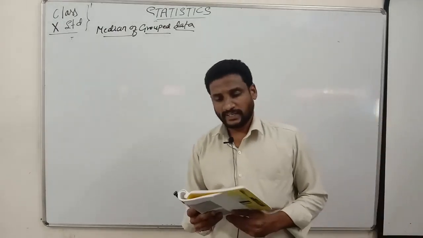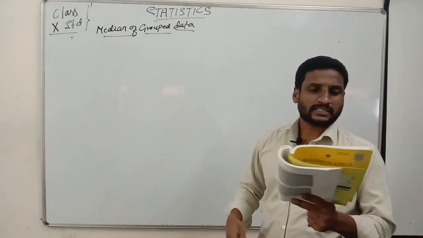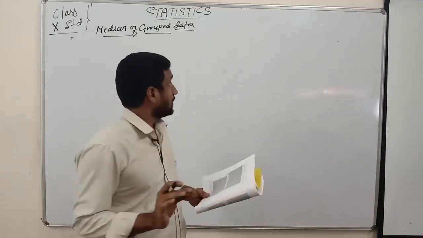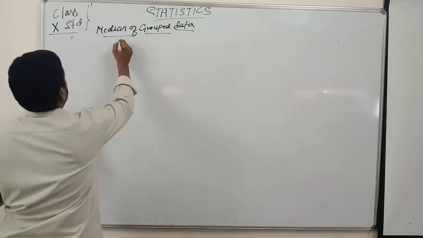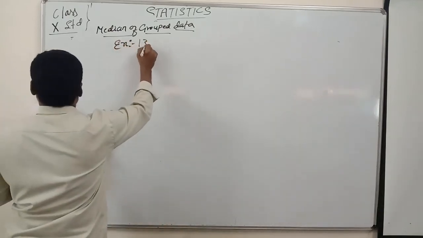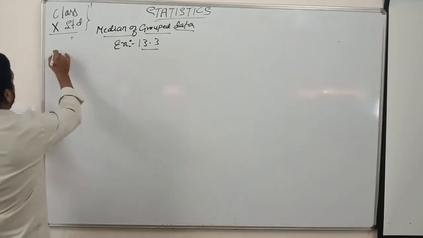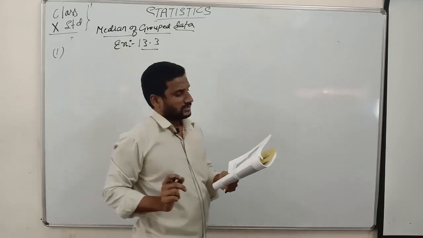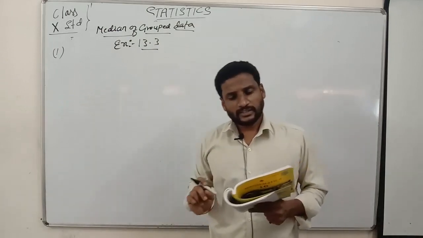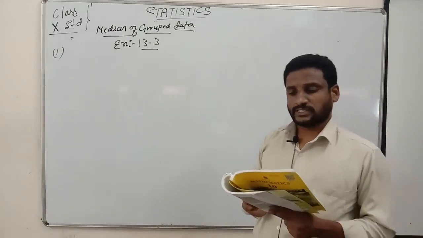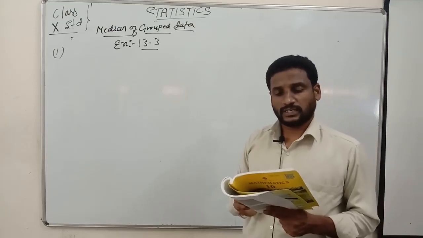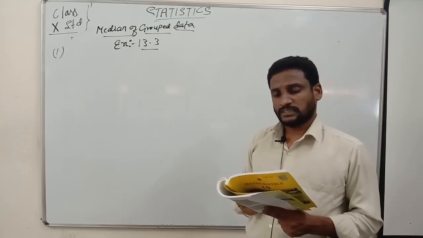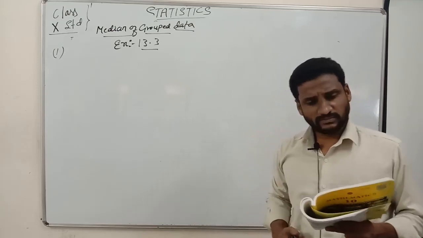Again median, this is in exercise 13.3, page number 102, you can see. So how to calculate median for grouped data? Exercise 13.3, the first problem I am showing here. See the book: the following frequency distribution gives the monthly consumption of electricity of 68 consumers of a locality. Find the median, mean and mode of the data and compare them.